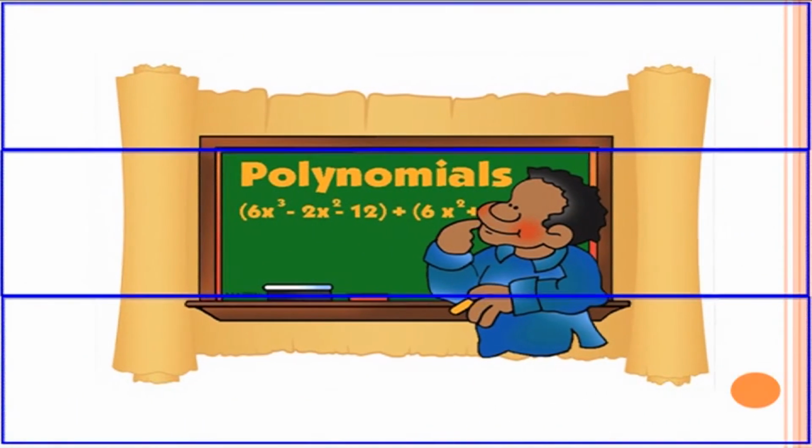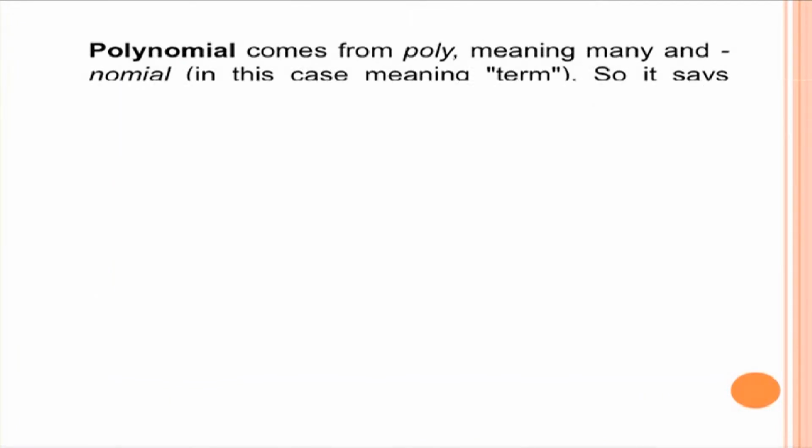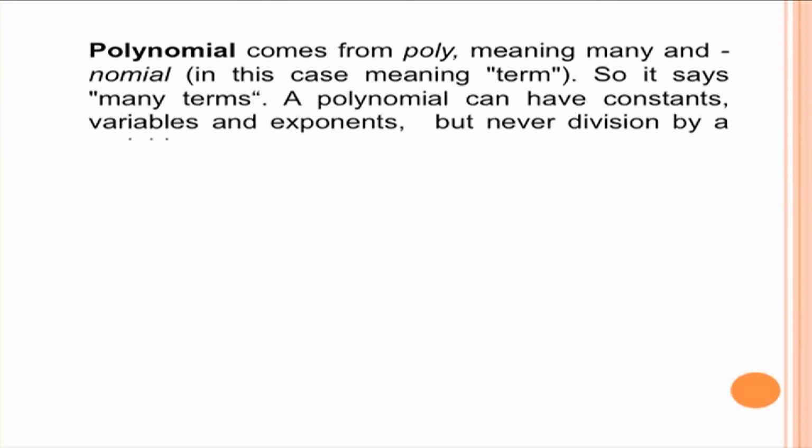Hello learners, in this session we shall learn about polynomials. Polynomial comes from poly, meaning many, and nomial, in this case meaning term. So it says many terms. A polynomial can have constants, variables and exponents but never division by a variable.